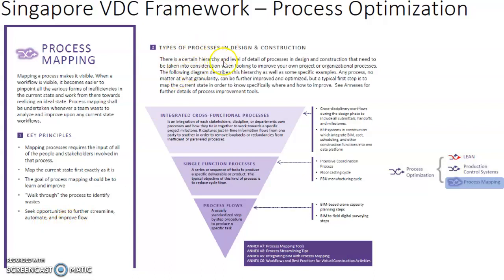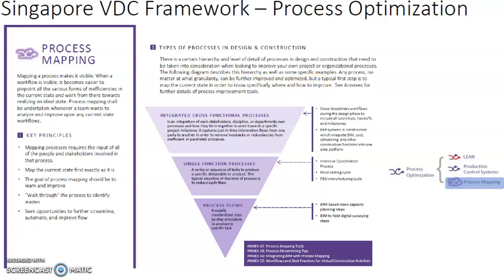There is a certain hierarchy and level of detail of processes in design and construction that needs to be taken into account when looking to improve our own project or organizational processes. The following diagram describes this hierarchy as well as some specific examples. Any process, no matter at what level, can be further improved and optimized. But a typical first step is to map the current state in order to know specifically where and how to improve.